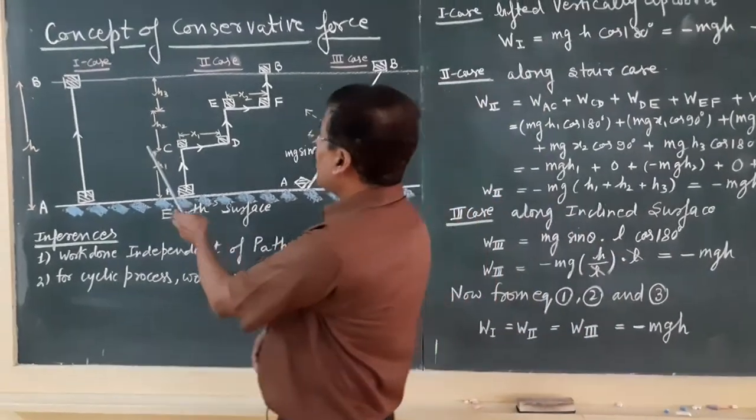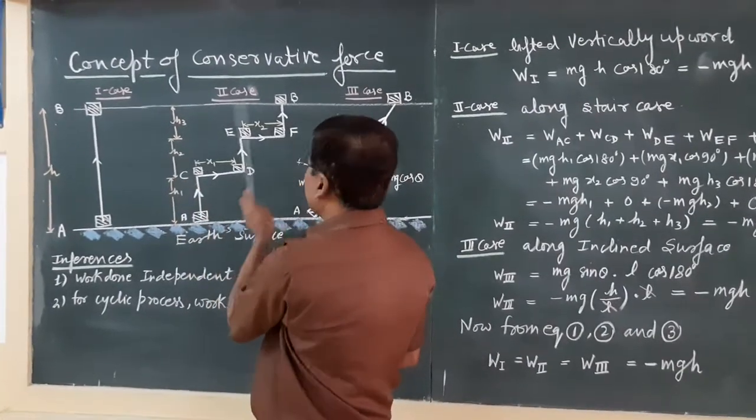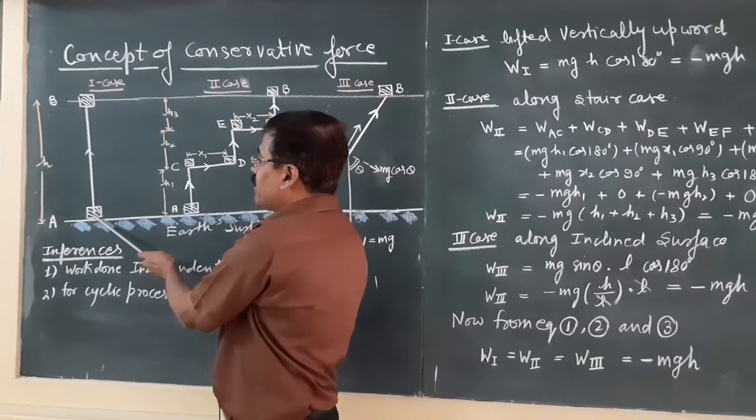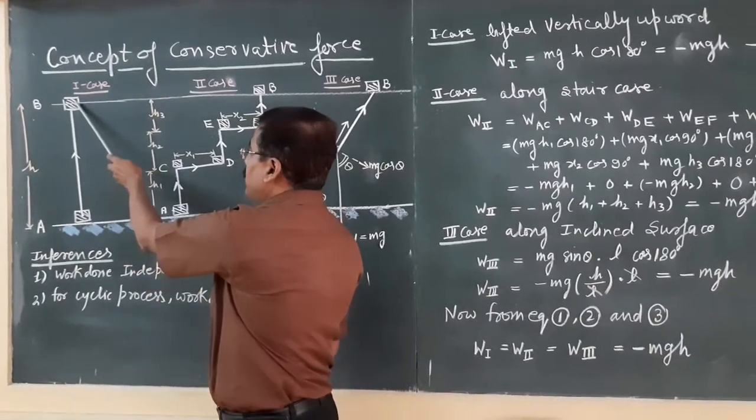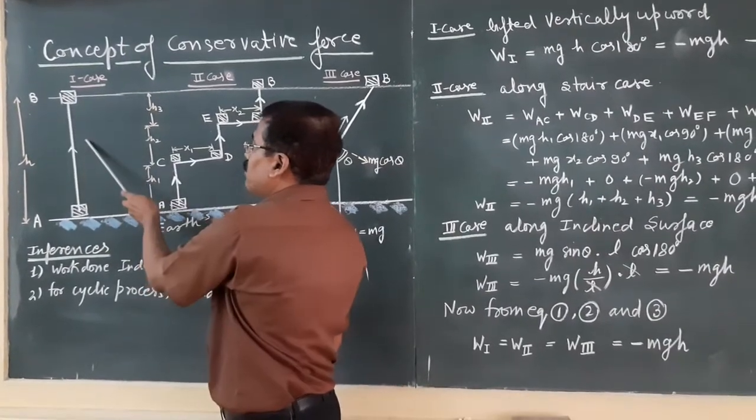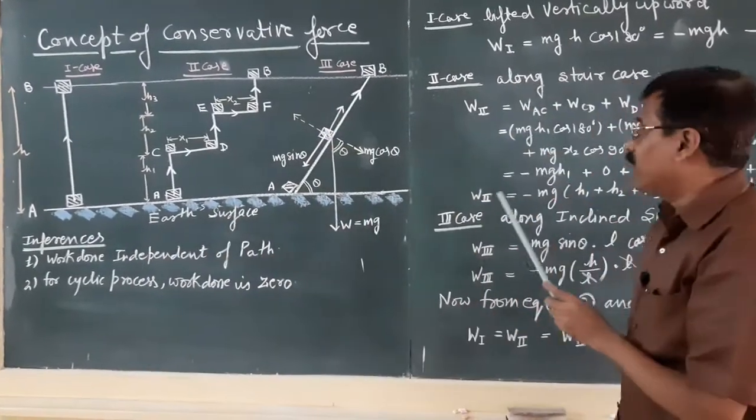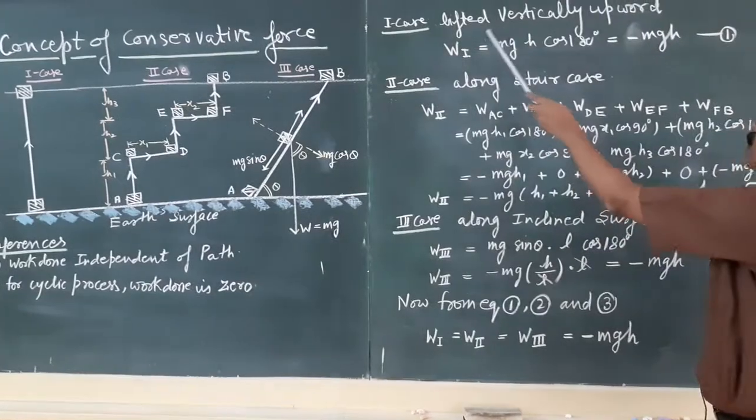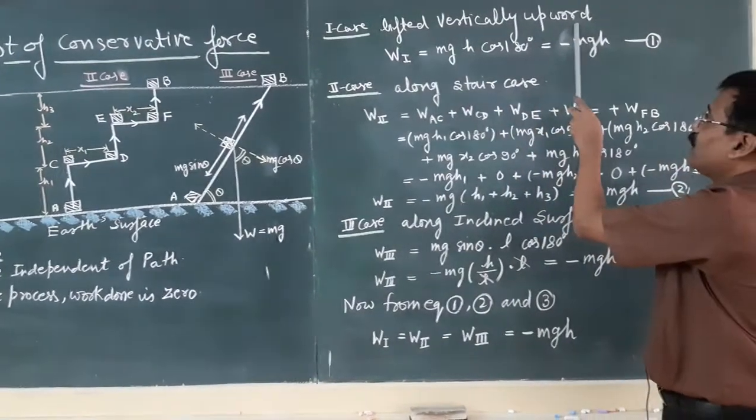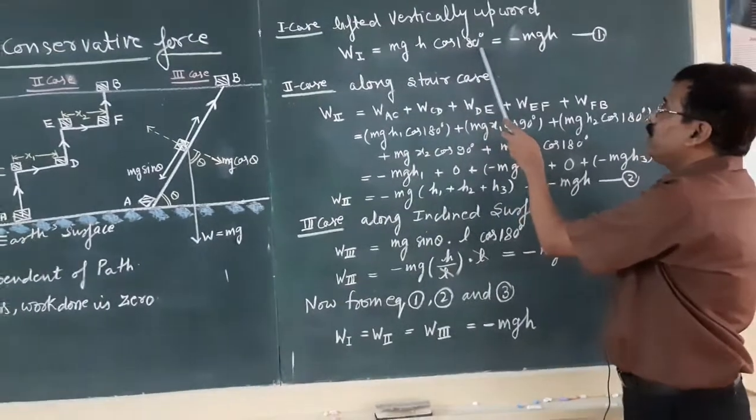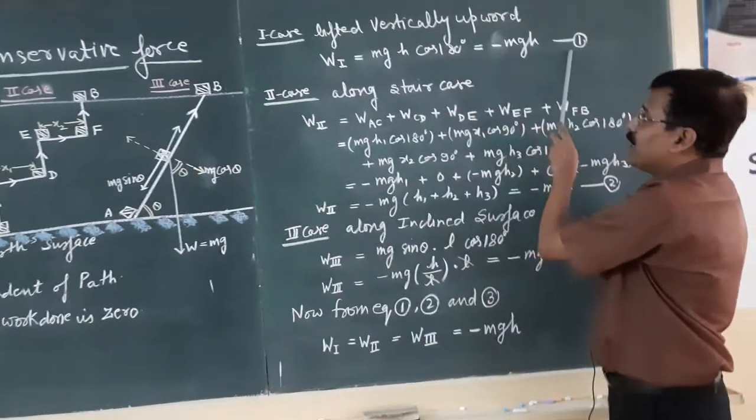In the diagram you will find there are three cases, we will discuss them one by one. In the first case, the object is lifted from point A to point B. The vertical height is small h. Here the amount of work done is under the effect of gravitational force. When the object is lifted vertically upward, the work done will be mgh cos 180 degree, that is minus mgh.